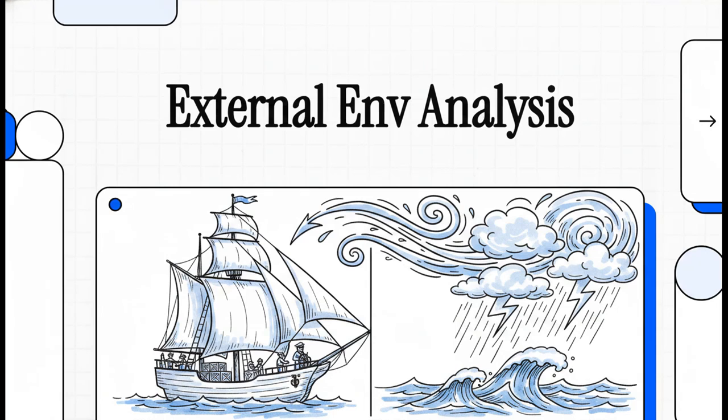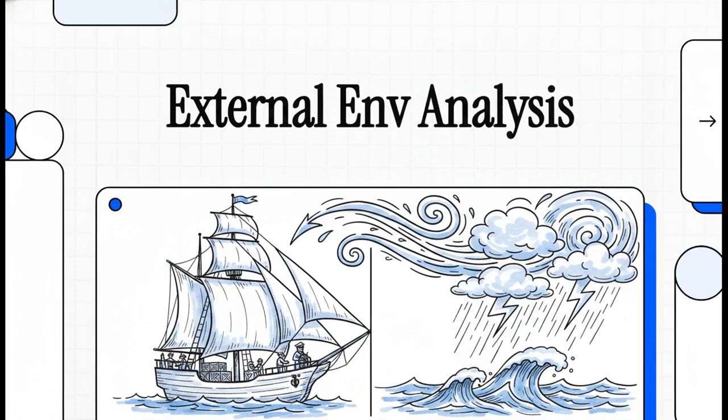In this explainer, we're going to be looking at the business world in a completely different way. I want you to picture a ship out on the ocean. The captain? Well, they can control the sails, they can manage the crew, and they organize the cargo, but they have absolutely zero control over the weather. Business is exactly the same.